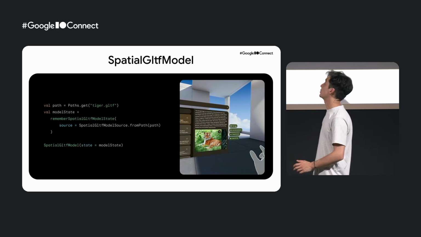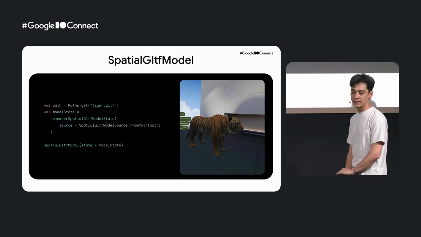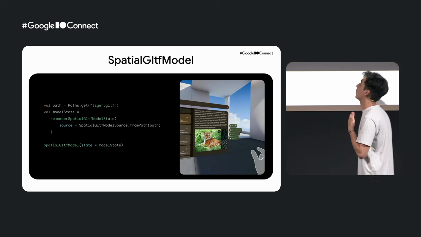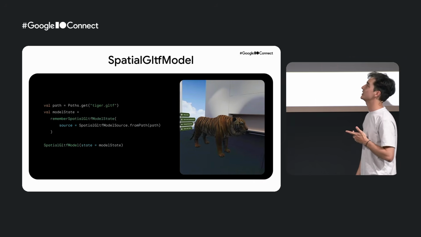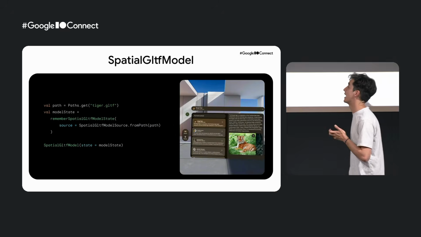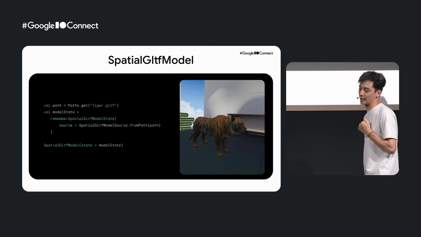And of course, there's a Jetpack XR component for this as well. It's called Spatial glTF model. I'll go over this code real quick. So it takes the tiger.glTF from your app's asset folder. And with just a few lines, you can already show a spatial composable in XR.